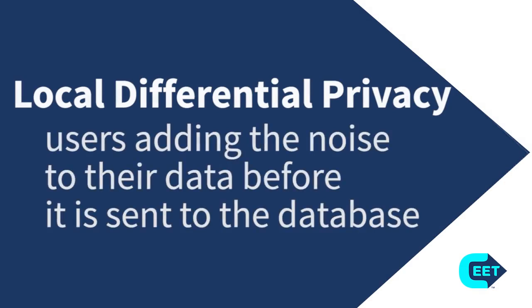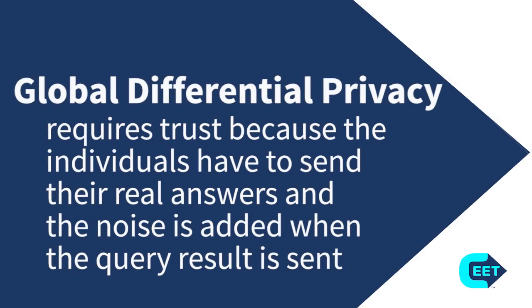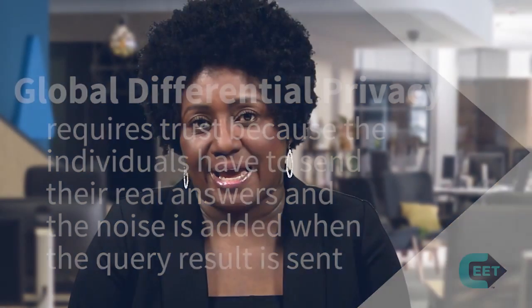Local versus global. Local differential privacy involves users adding the noise to their data before it is sent to the database. Our example of the random coin toss before answering the question about your boss and ethics is local differential privacy because the randomization happens at the local level. It introduces a lot of noise. Global differential privacy requires trust because the individuals have to send their real answers to the database, and the noise is added when a result of a submitted query is sent back to the analyst.